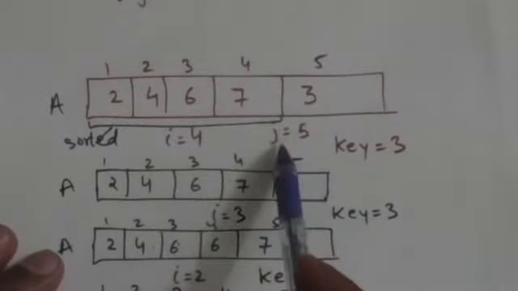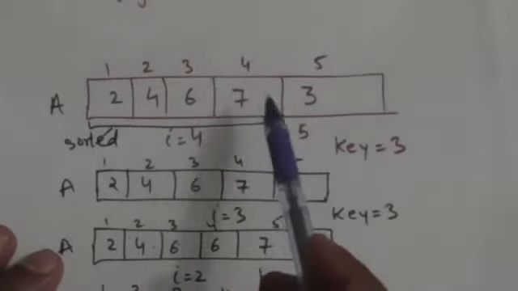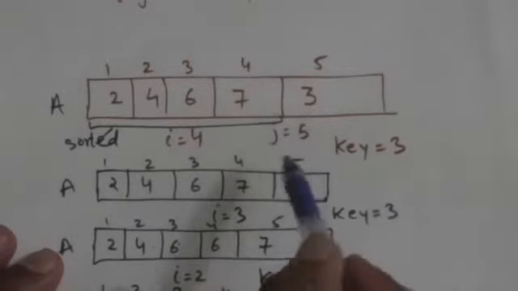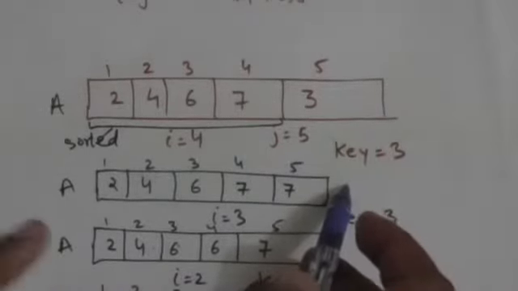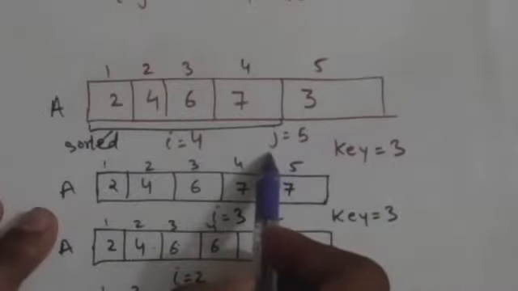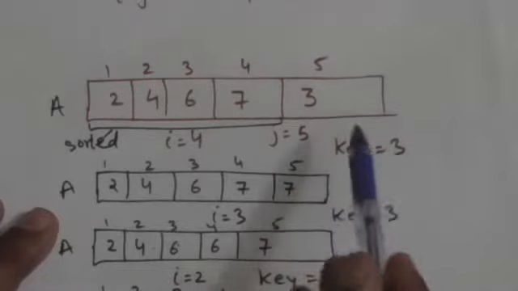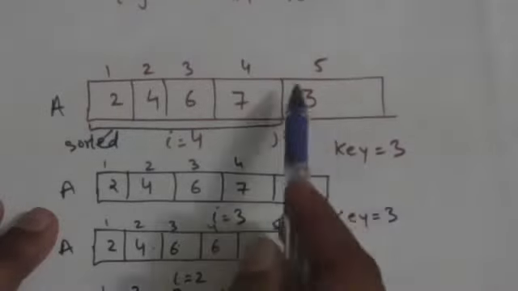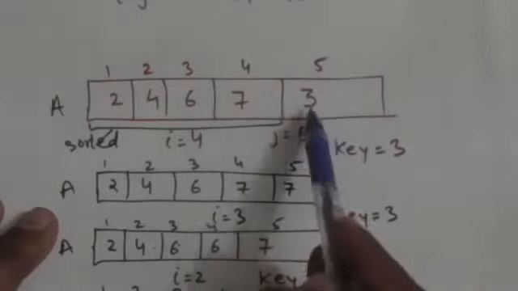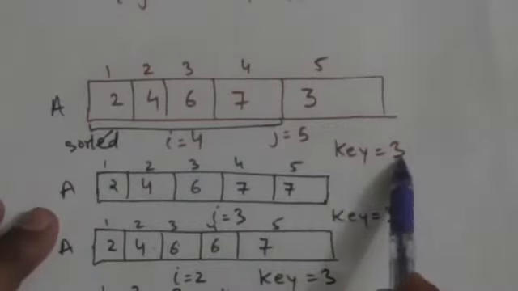Here the value of j is 5 because we have to insert the element which is stored at index 5. Now the value which is stored at index j, that is, index 5, is assigned to variable key. So here the value of key is 3 because the element stored at index 5 is 3.